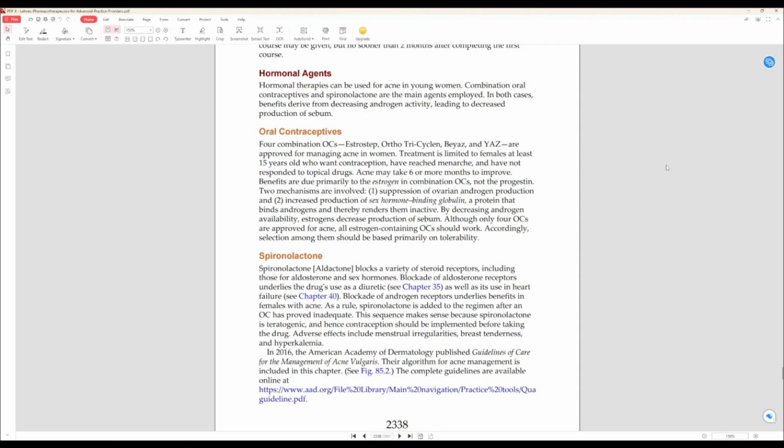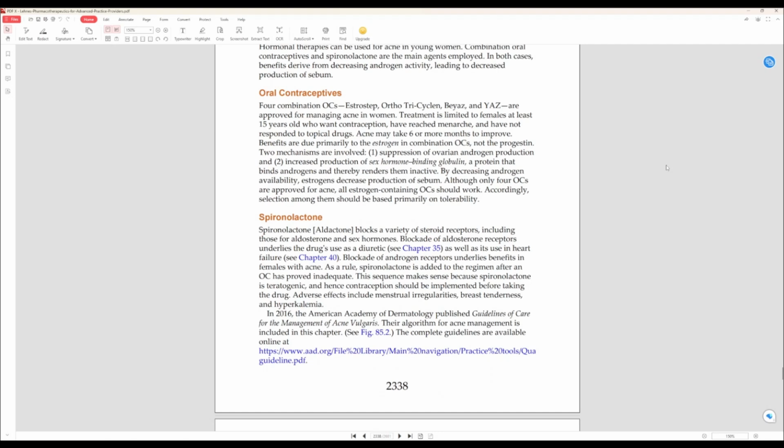2 mechanisms are involved: the suppression of ovarian androgen production and the increased production of sex hormone binding globulin, a protein that binds androgens and thereby renders them inactive. By decreasing androgen availability, estrogens decrease production of sebum. Although only 4 oral contraceptives are approved for acne, all estrogen containing oral contraceptives ought to work. Accordingly, selection among them should be based primarily on tolerability. So that now brings us to spironolactone.